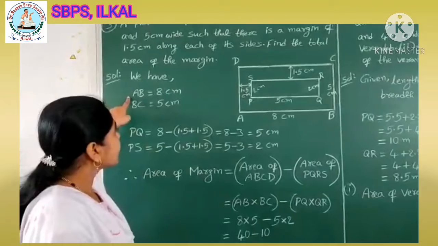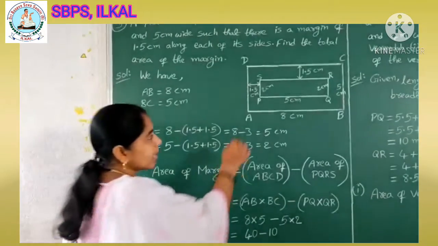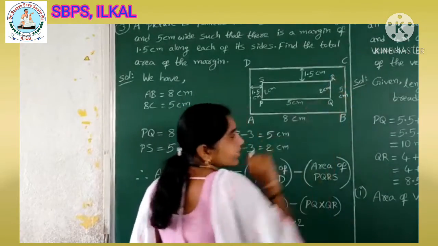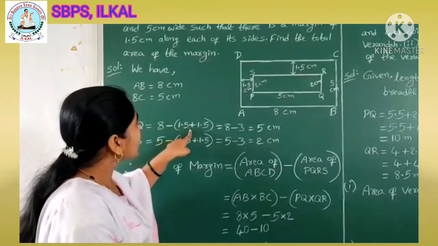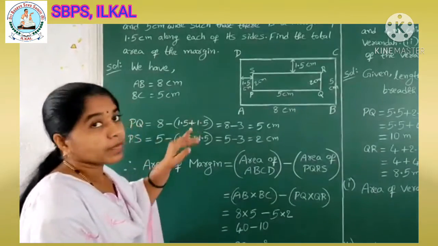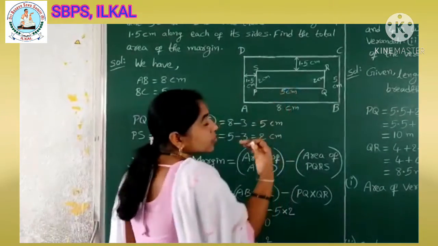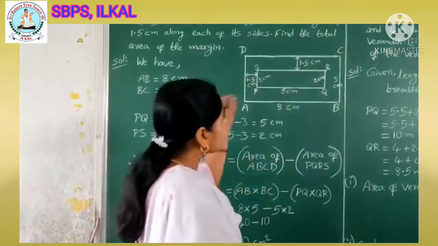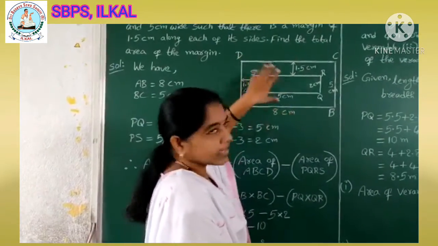We have AB is equal to 8 cm, BC is equal to 5 cm. AB length they give 8 cm and breadth they give 5 cm. And PQ is equal to 8 minus of 1.5 plus 1.5. It is a drawing children, we have to leave the margin first. In the cardboard they left 1.5 cm along all the sides.